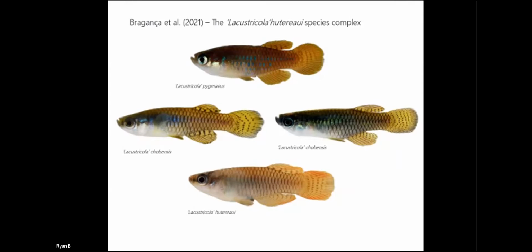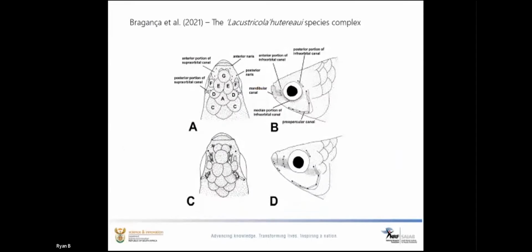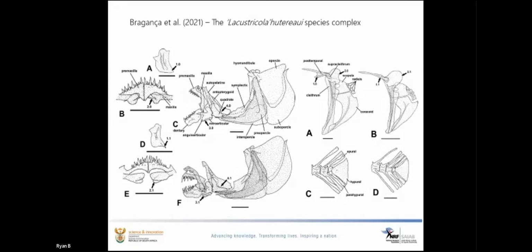And we also describe a miniature species called Lacustricula pygmeus. This study included only morphological characters, and even so it was able to find several informative and interesting characters in distinguishing the species within the Lacustricula huterari complex. The osteological information also proved to be extremely important and informative in distinguishing the species within the Lacustricula huterari group.